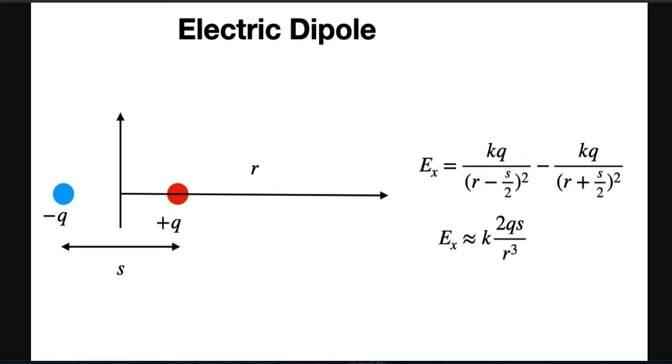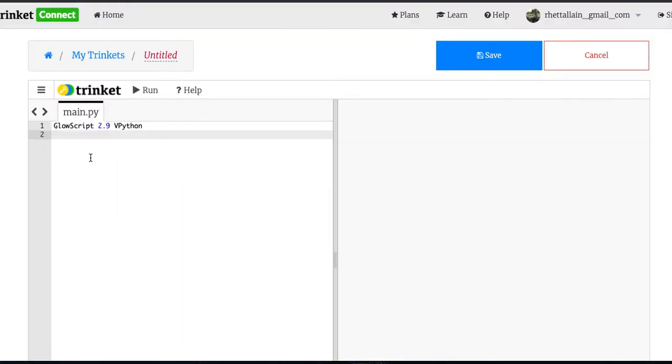Okay, so we're going to go over to Trinket, and I'm going to start typing. We need our Coulomb constant. I need the value of the charge, and I'm just going to pick 5 nanocoulombs, so Q is 5 times 10 to the negative ninth. The separation s is going to be 0.02 meters. I'm not sure if that's good. I could calculate the electric field, but I want to make a graph.